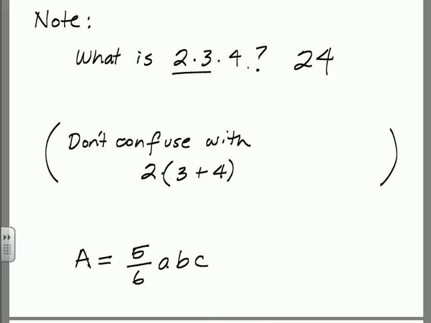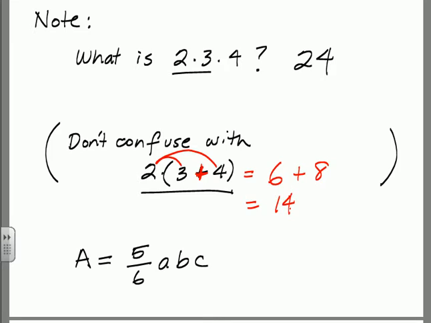The reason I'm making a big deal about this is because students sometimes confuse that idea with when we have something that looks like this: 2 times, but it's not 3 times 4, it's 3 plus 4, and that makes all the difference in the world. And remember, that means the 2 gets multiplied times everything, because of this plus. So 2 times 3 is 6, 2 times 4 is 8, so we would get 14.